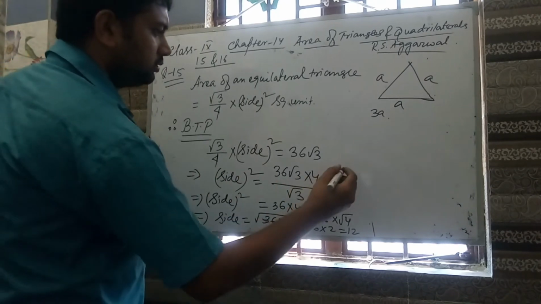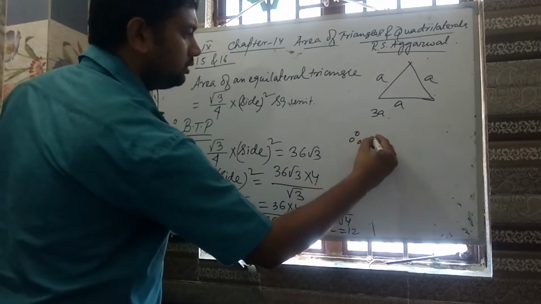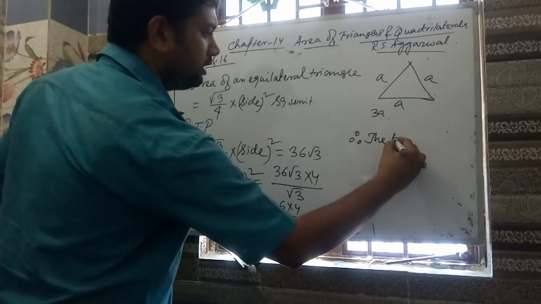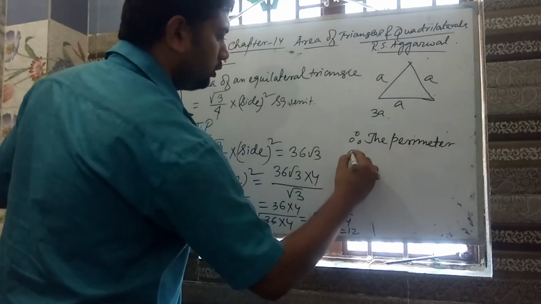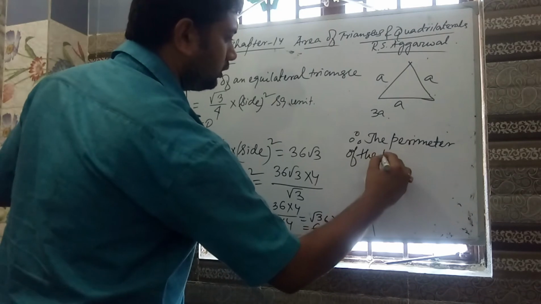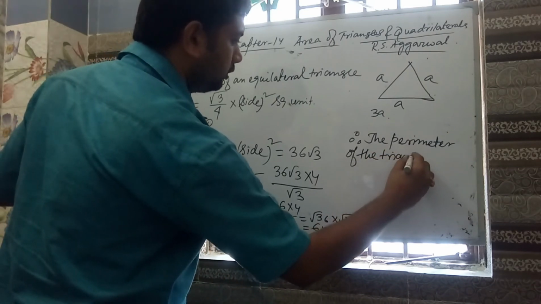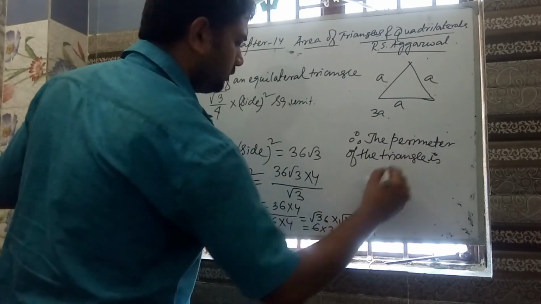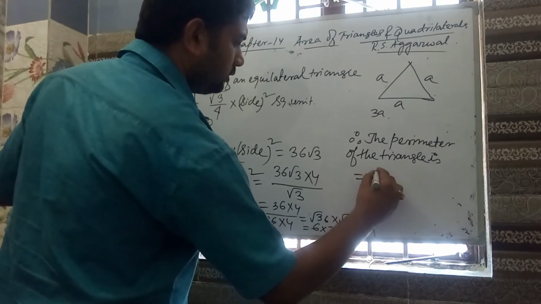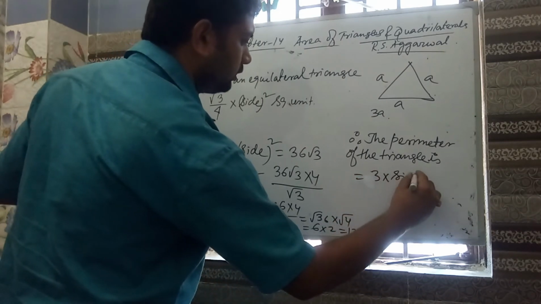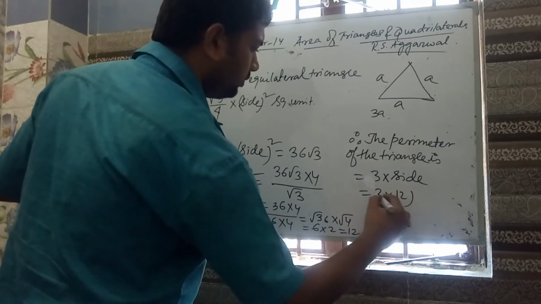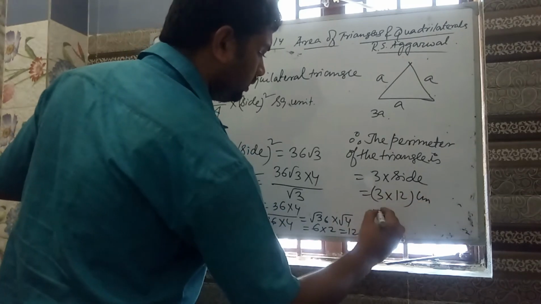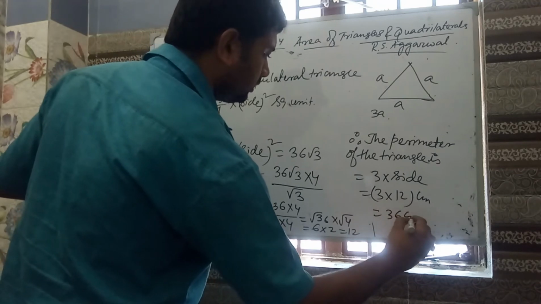So write down, therefore the perimeter of the triangle is 3 into side, that is 3 into 12 centimeter, 36 centimeter.